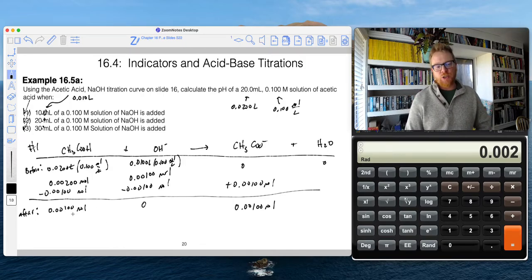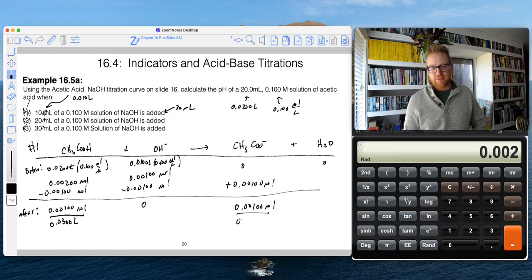Well, now what I need to do is convert these moles back into molarity, so I have to divide by the new volume. That new volume is going to be 30 milliliters, because my original solution was 20 milliliters and I added 10 milliliters to it. So now I have to divide this by 30 milliliters, which is the same as 0.0300 liters, and this is 0.0300 liters. So now this becomes 0.033 molar, and this one is 0.033 molar.